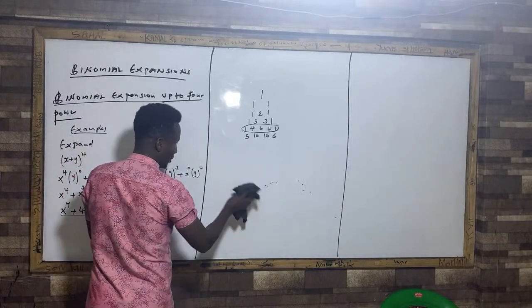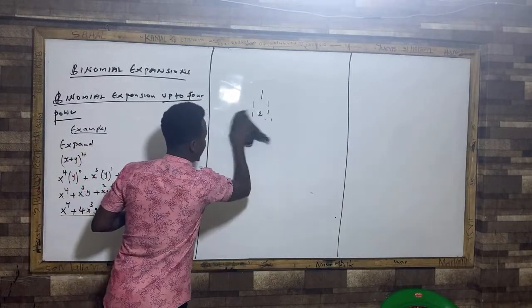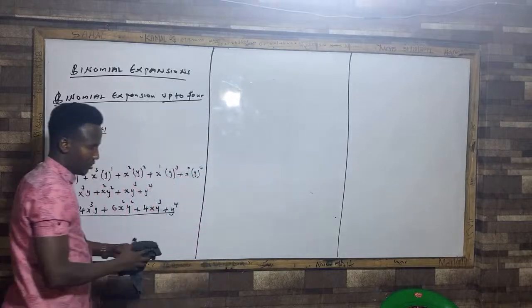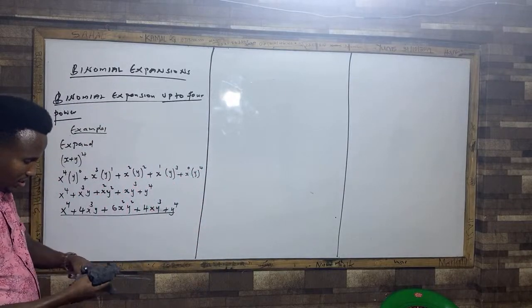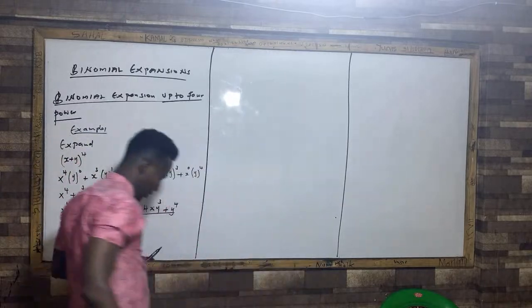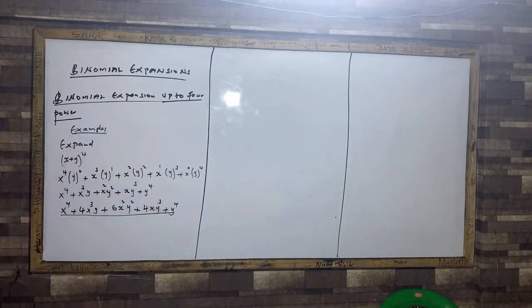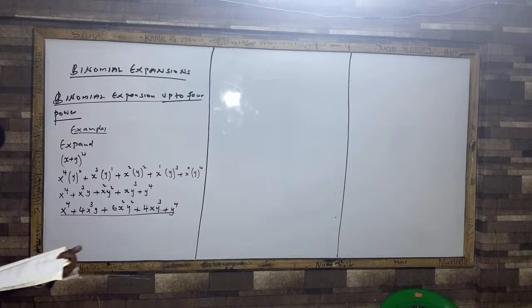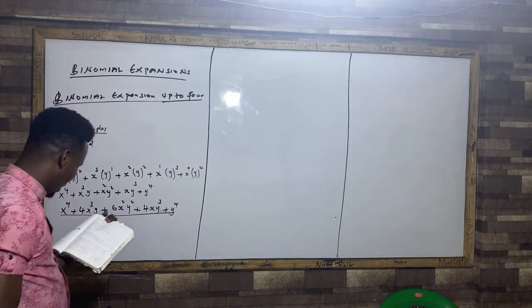Don't forget how to get the Pascal triangle, okay? Let's see this next example, where we have a minus. That's what you're going to see, guys.